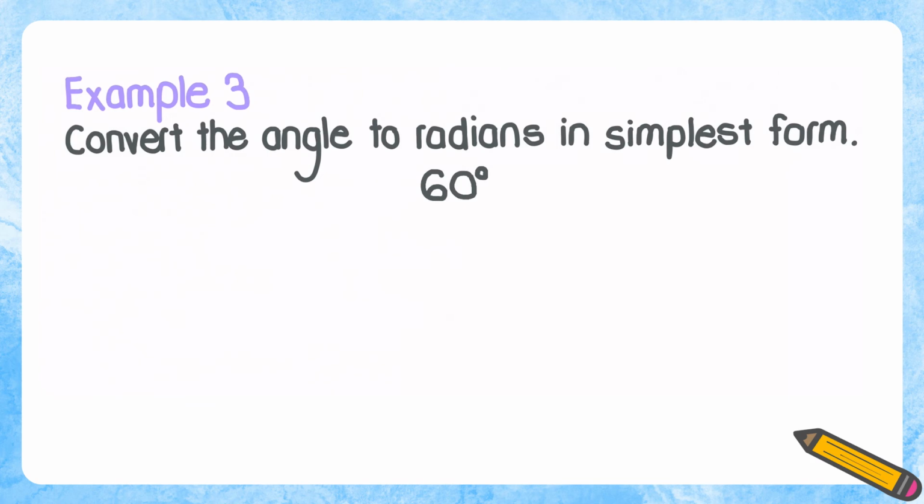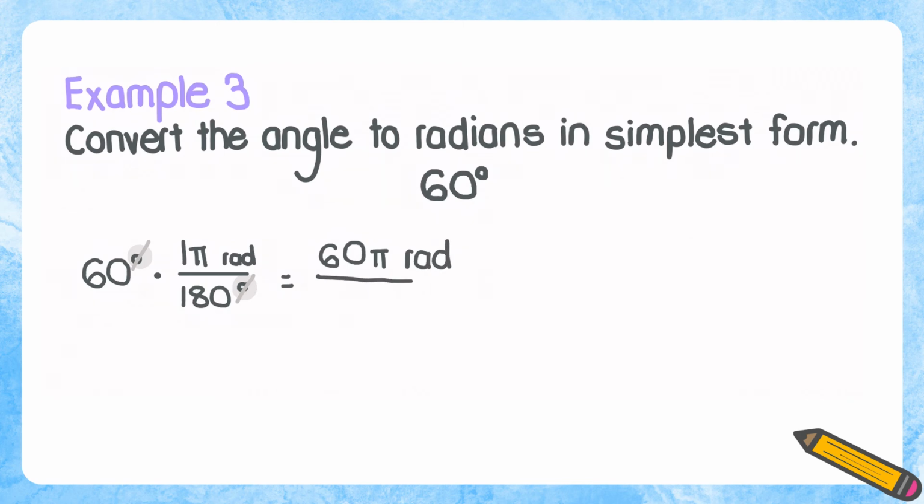All right, for example 3, let's convert 60 degrees into radians. So here we start off with 60 degrees, and we're going to convert it using the conversion factor of degrees and radians. So we know that 180 degrees is the same thing as 1 pi radian. These degrees will cancel each other out, so we are left with 60 times pi radians over 180.